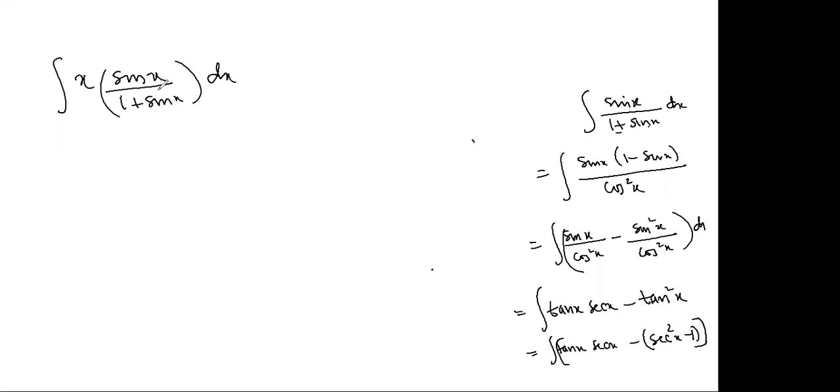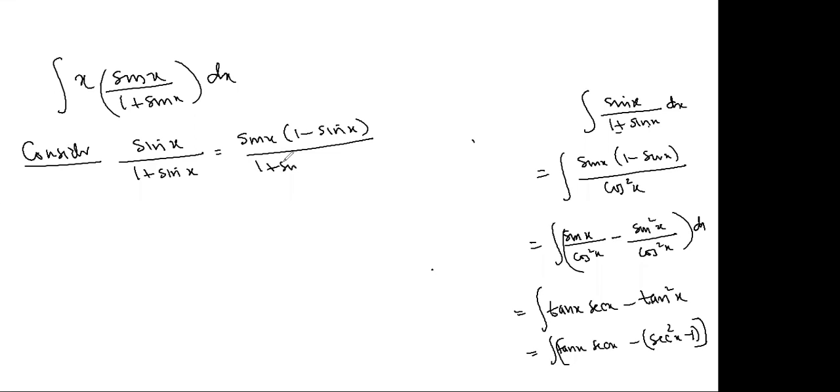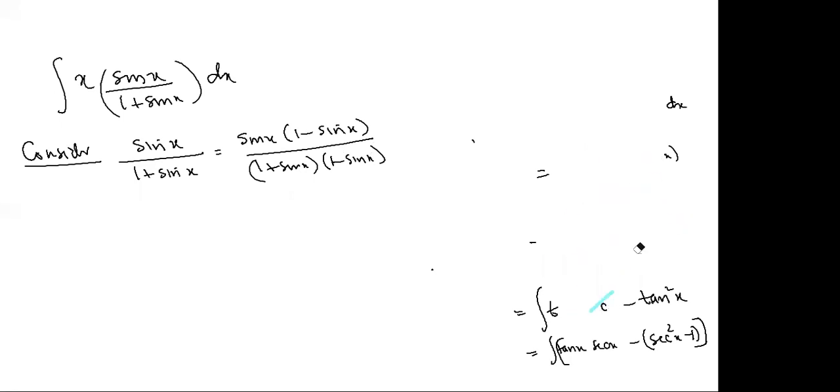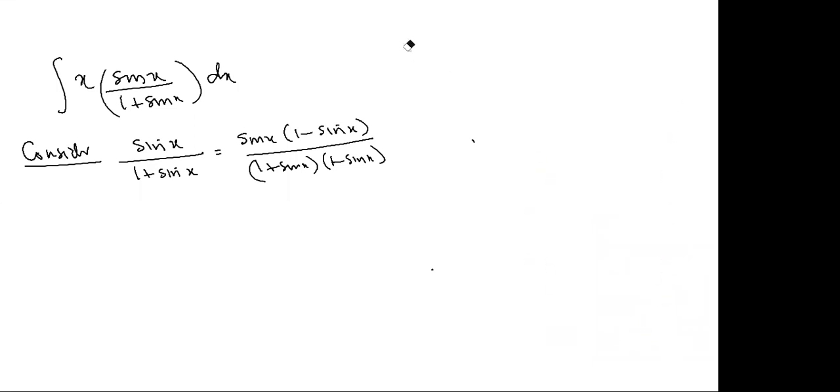So what you do first is convert sin x upon 1 plus sin x separately. You can start writing. Rationalize it: sin x into 1 minus sin x upon 1 plus sin x into 1 minus sin x. If you know this directly, you can write it. It's not necessary. Nobody will give you any marks for doing this rationalization, so you may just do it mentally or separately.